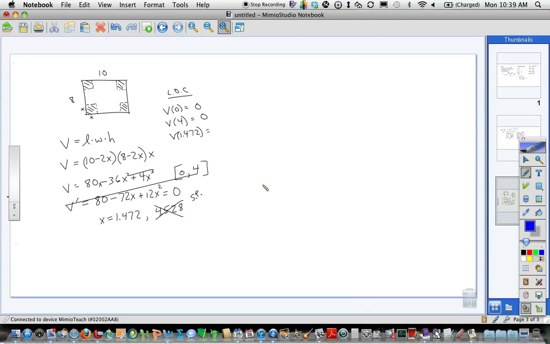Okay? So now, since we want our answer to be accurate, and actually I didn't even say what the question was. Is the question what's the max volume, or is the question how big a piece should we cut out? But let's just make sure we're accurate to 3 decimal places. So plug in 1.472, but not 1.472, the unrounded version of 1.472.